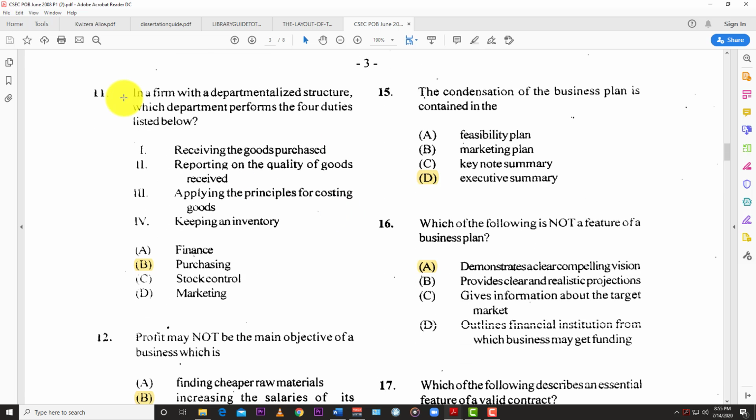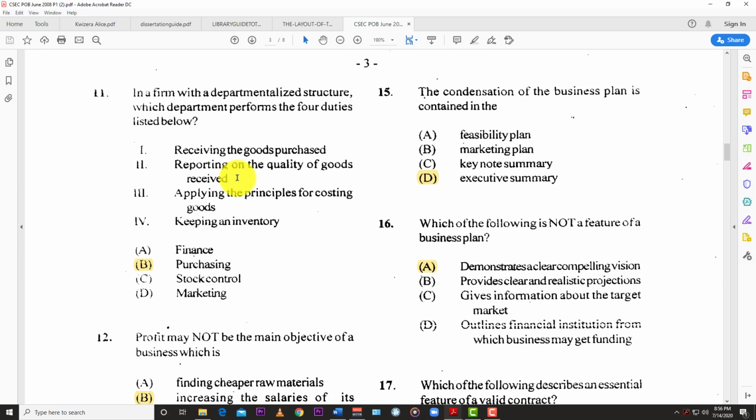Number 11, in a firm with a departmentalized structure, which department performs the 4 duties listed below? And so we have some options here. 1, receiving the goods purchased. 2, reporting on the quality of goods received. 3, applying the principles of costing goods. And 4, keeping inventory. And so the best answer would be B, purchasing. So the purchasing department would do all of this.